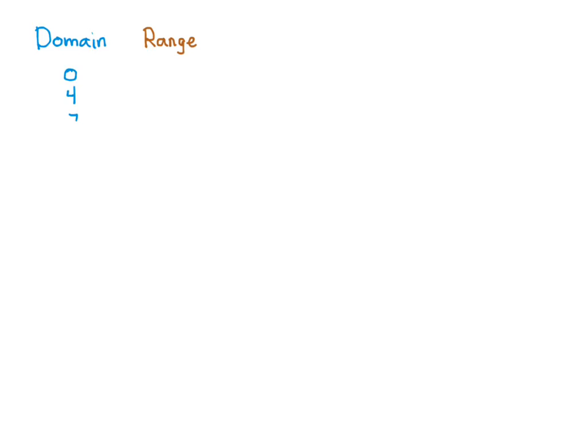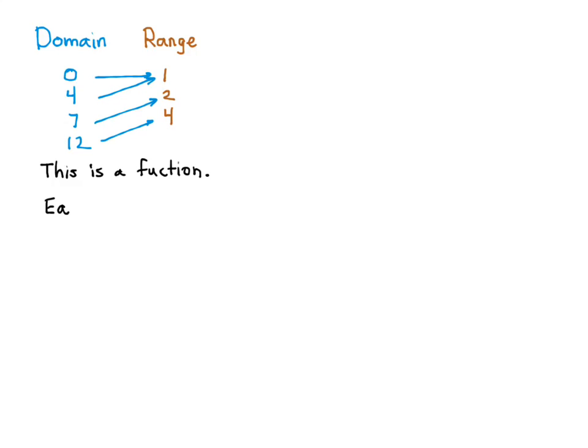So if we look at a different case where in a domain we have both 0 and 4 assigned to a 1, or you get a 1 out of a 0 or 4, this is a function because there's only one number associated with 0 and only one number associated with 4. It's okay that an element in the range is used more than once.